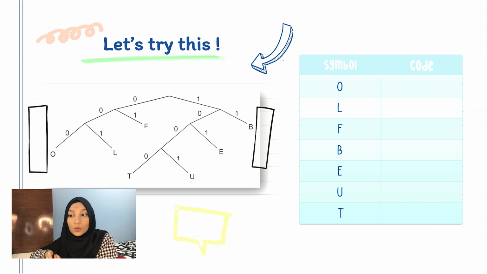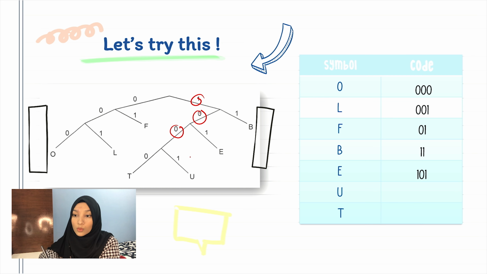Try to encode this symbol into a binary code. Binary code for symbol O is 0, 0, 0. Binary code for L is 0, 0, 1. Binary code for F is 0, 1. The binary code for B is 1, 1. Binary code for E is 1, 0, 1. U is 1, 0, 0, 1. And last, binary code for T is 1, 0, 0, 0.